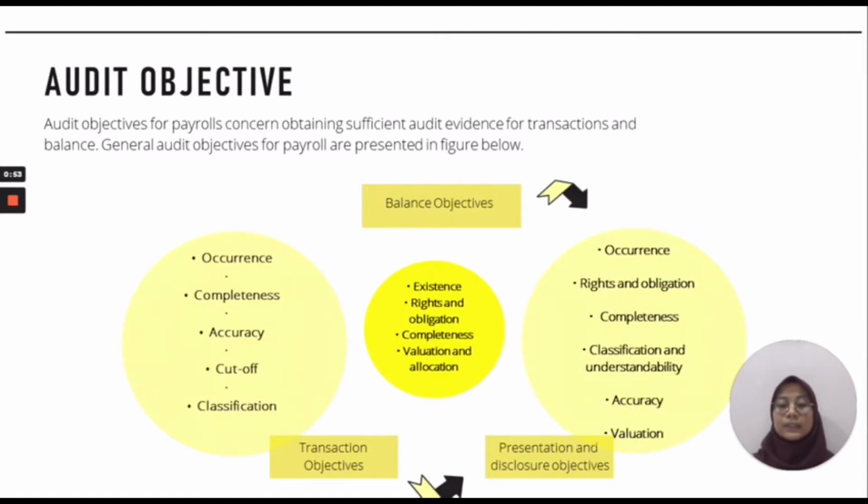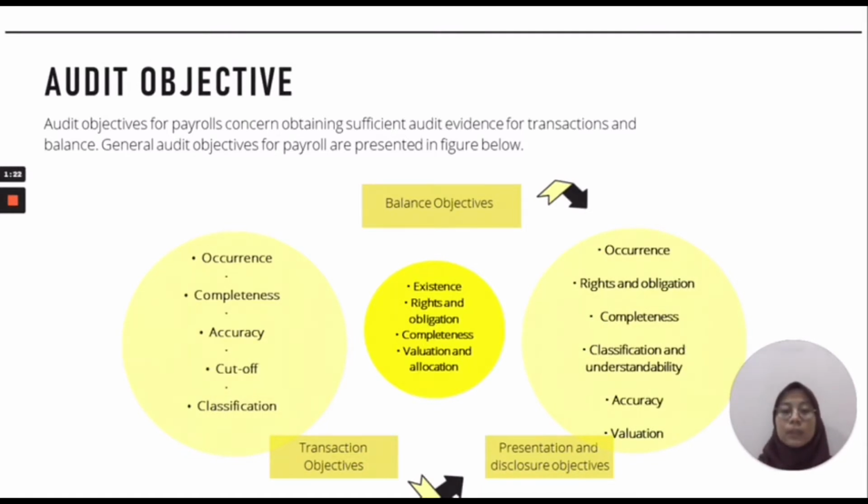First is existence. Existence is payroll expenses are valid and related accruals are valid. And the second one is rights and obligations. Rights and obligations is recorded payroll expenses and related accruals are expense obligations of the entity. And the third is completeness. Completeness is all payroll expenses and related accruals have been recorded. And the fourth is valuation and allocation. Valuation and allocation is payroll expenses and related accruals are properly valued and allocated in accordance with the accounting standards.